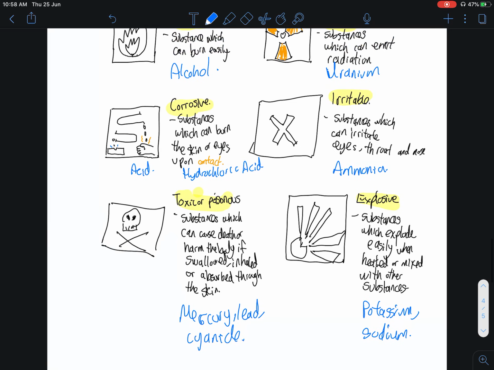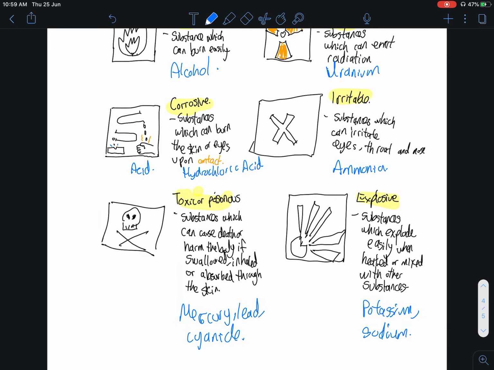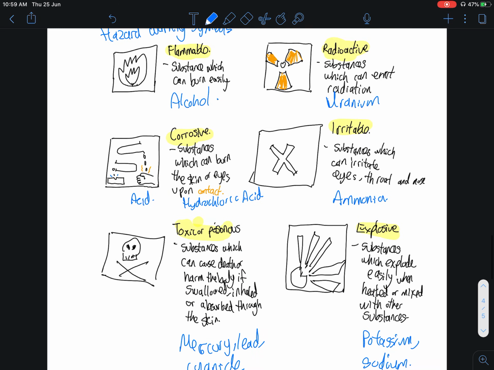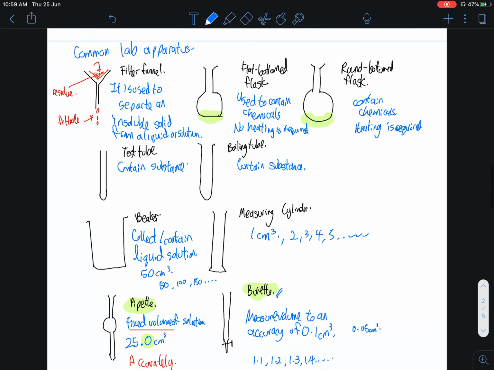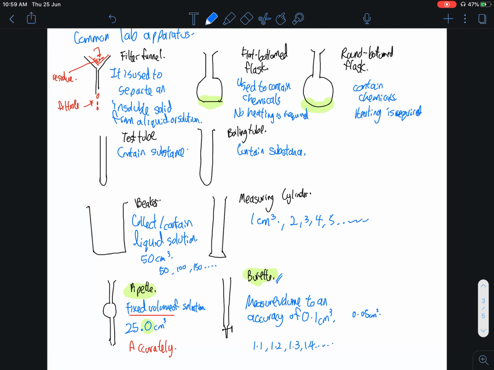Okay, if not, I will stop here for this portion. In the next video, we will be watching how to use a Bunsen burner, and then it will be the end of this particular chapter. Please revise the work. We have already gone through the warning symbols. We have also gone through some of the common apparatus, when to use it, and when to choose to use it.